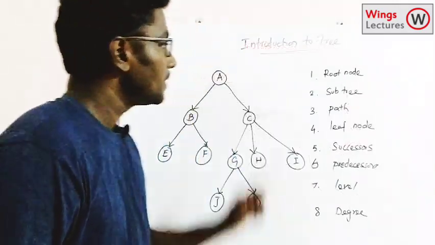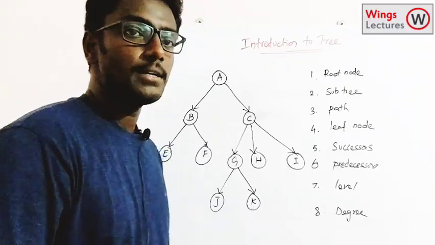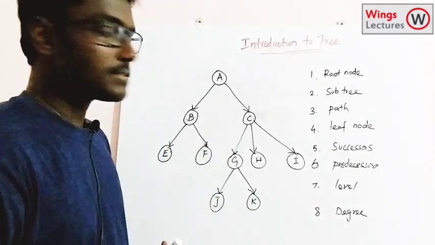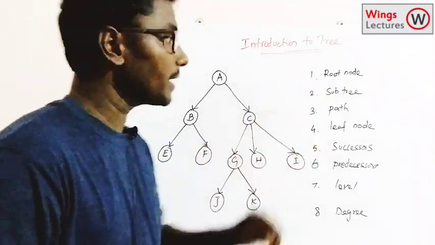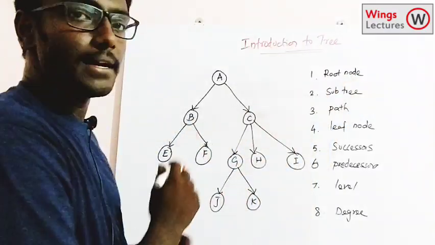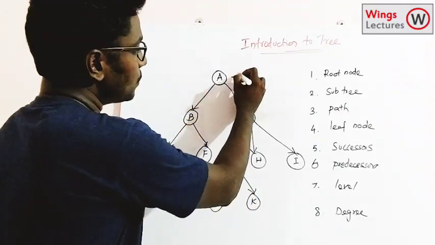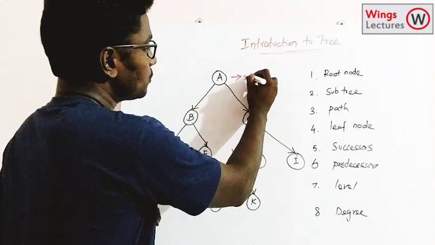So here we go. Here we have the basic terminologies in trees. Let us consider this tree. We are going to see them one by one. What is a root node? Root node of this tree, I already explained which one is the root node. So the first node is always the root node.